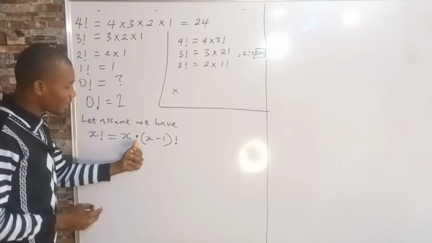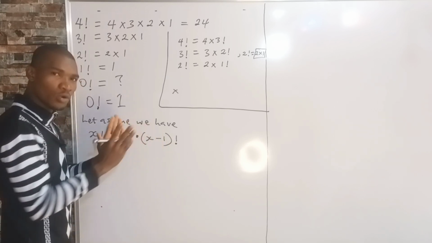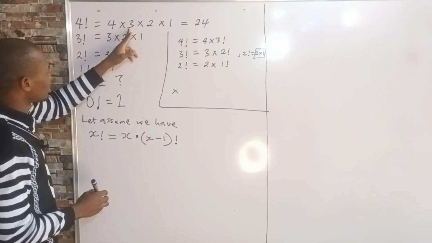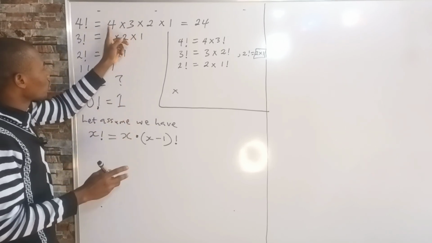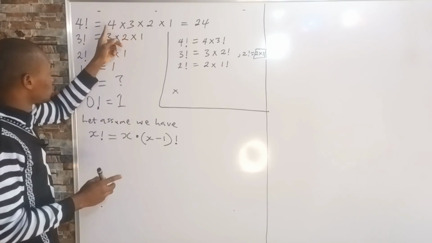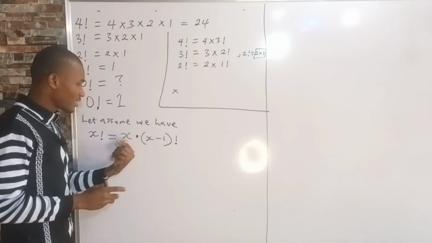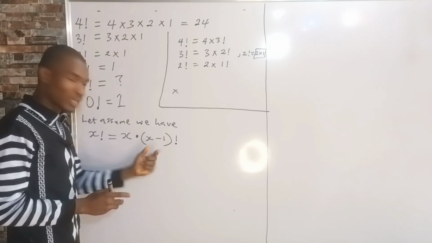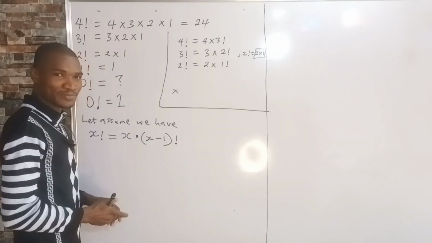Then multiplied by x minus 1 means reducing x by 1. Just like here, the next number after 4 is 3, which is a reduction of this 4 by 1. We reduce 4 by 1 to get the 3. So to get the next factorial after x means reducing x by 1. And that is why it says subtracting 1 from x, then factorial.